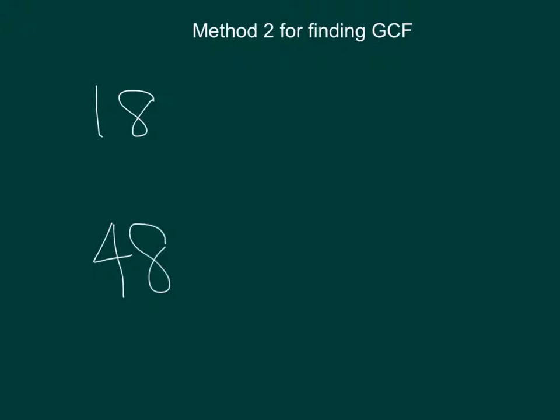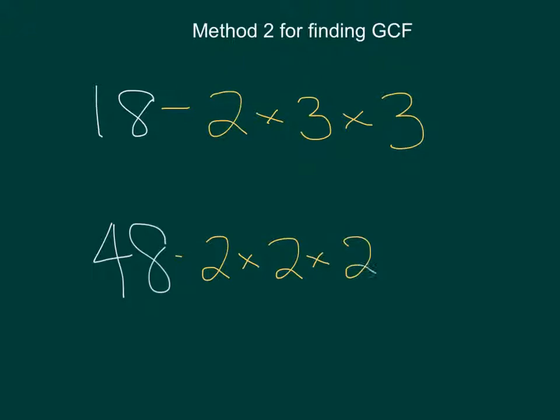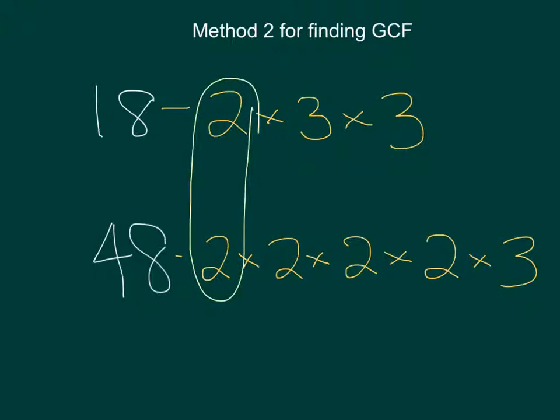You can also find the greatest common factor using prime factorization. So you first need to list out the prime factorization. So for 18, it would be 2 times 3 times 3. And then for 48, it would be 2 times 2 times 2 times 2 times 3. So now you have to circle the common factors. So they both have this 2, and they both have a 3.